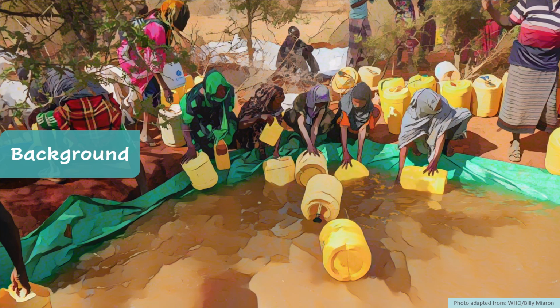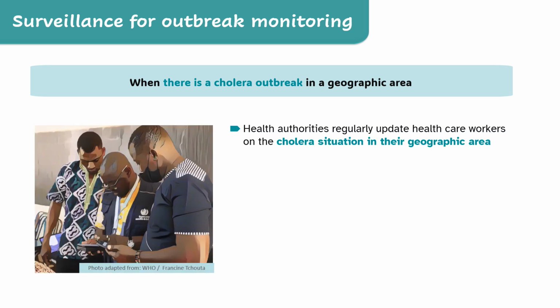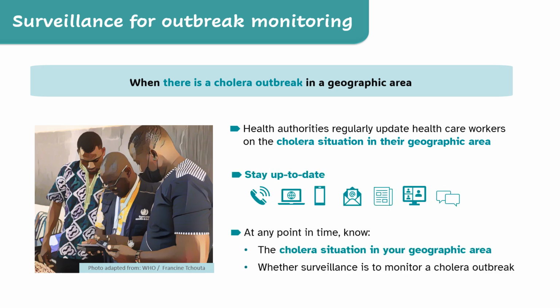Let's start with a refresher on cholera surveillance to monitor an outbreak. Surveillance is implemented to monitor a cholera outbreak when there is an ongoing outbreak in a local geographic area. Health authorities regularly share information and updates on the local cholera situation. Make sure to stay up to date. That way, at any point in time, you will know the cholera situation in your local geographic area and whether you should implement cholera surveillance to monitor an outbreak.